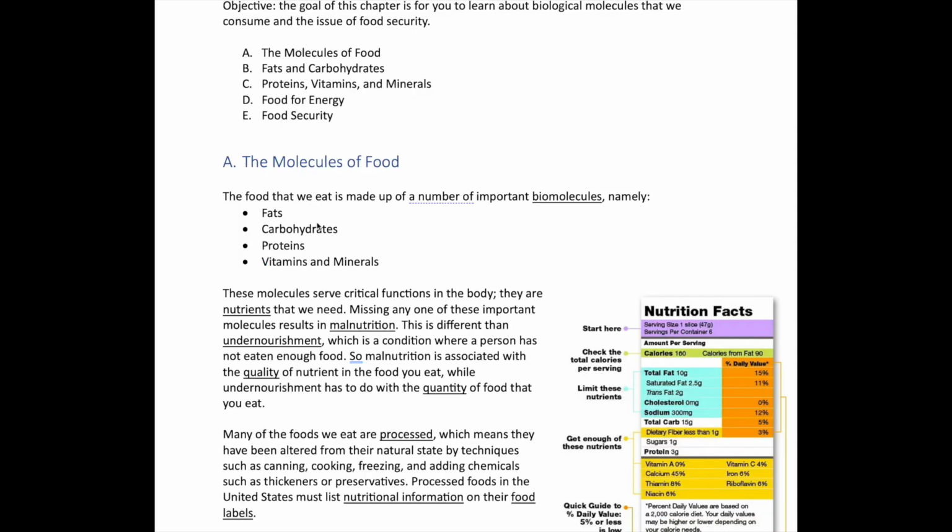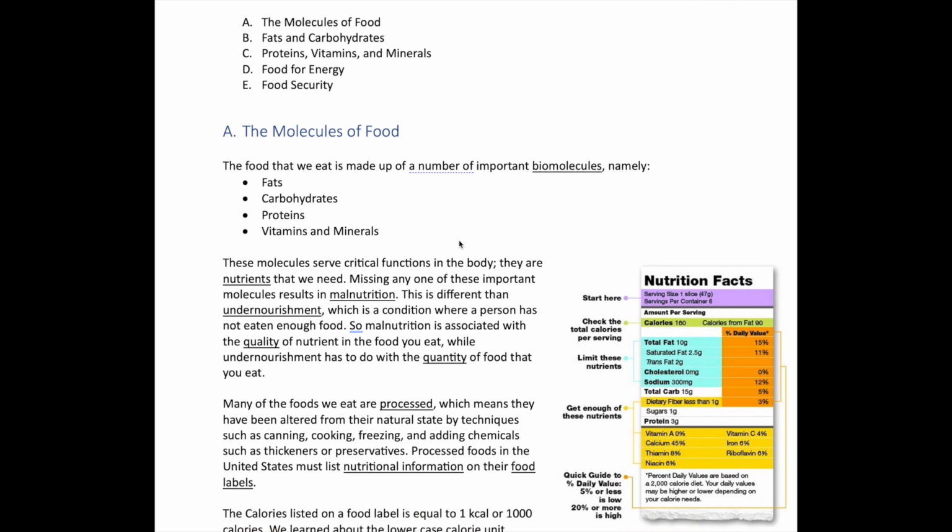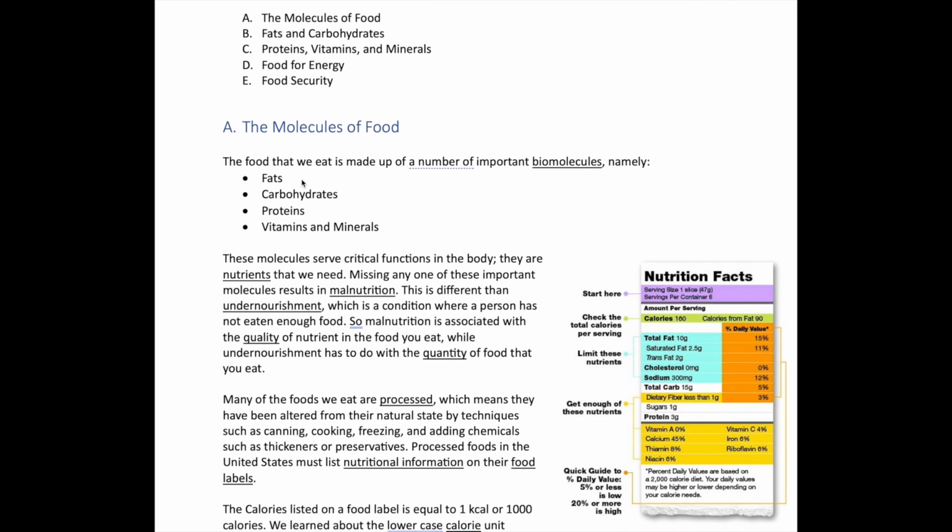The first thing we're going to look at is just the types of biomolecules that exist in the food that we eat, and there's four major ones here, which is fats, carbohydrates, and proteins, and then we have these micronutrients here called vitamins and minerals. All of these molecules serve critical functions. They are what we call nutrients. We need them in order to function. If we miss one of these things, even one of these micronutrients, some issue might happen, like illness.